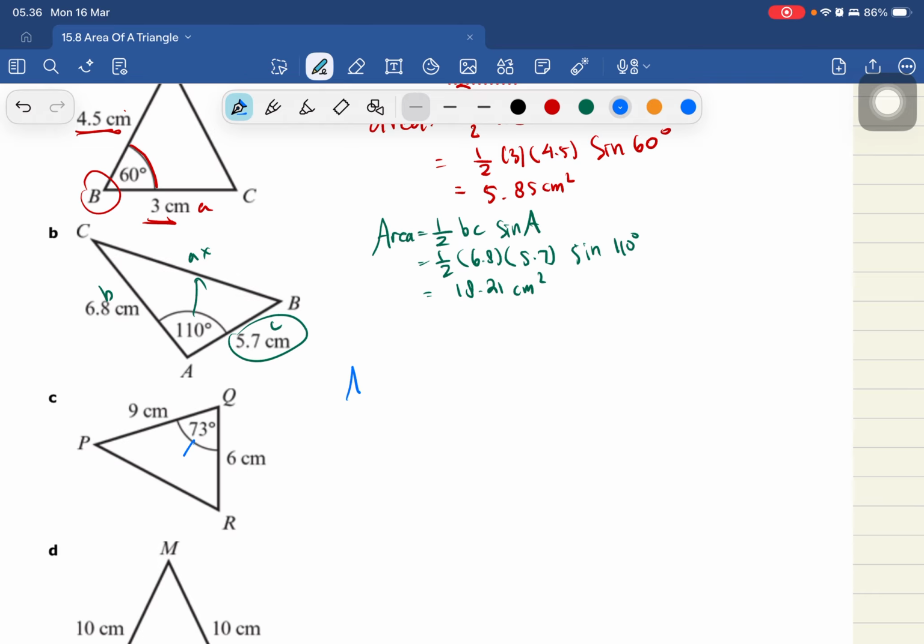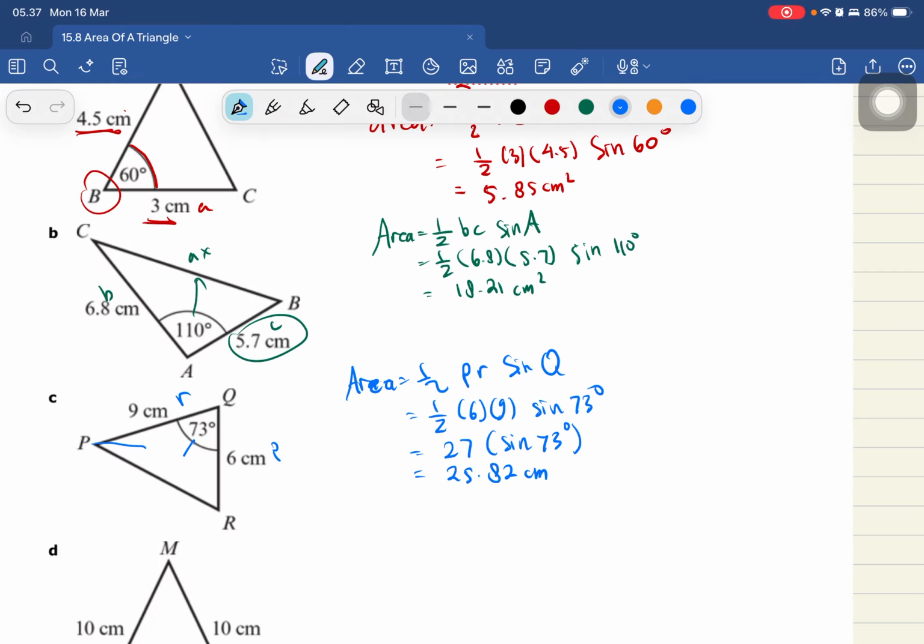Okay, so here the area is half of small p, small r, so pr multiplied with sine Q. So 1 over 2, p is 6, r is 9, and then sine 73 degrees. You can use a calculator. It's like 27 multiplied with sine 73 degrees. You will get the answer of 25.82 centimeters squared.